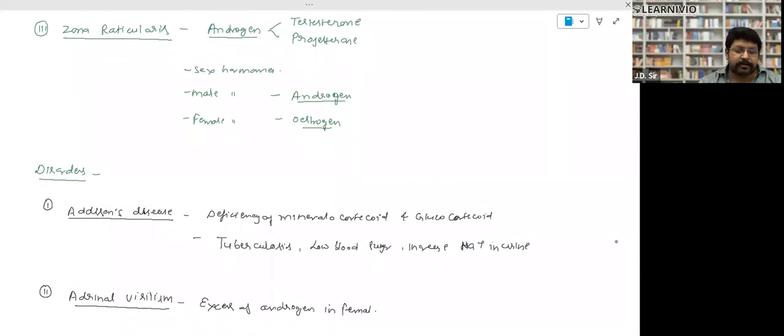Zona reticularis. It also secretes androgens, testosterone and progesterone. They are sex hormones. Male androgens are androgens like testosterone. Male androgen, that is testosterone. Female androgen, that is estrogen.